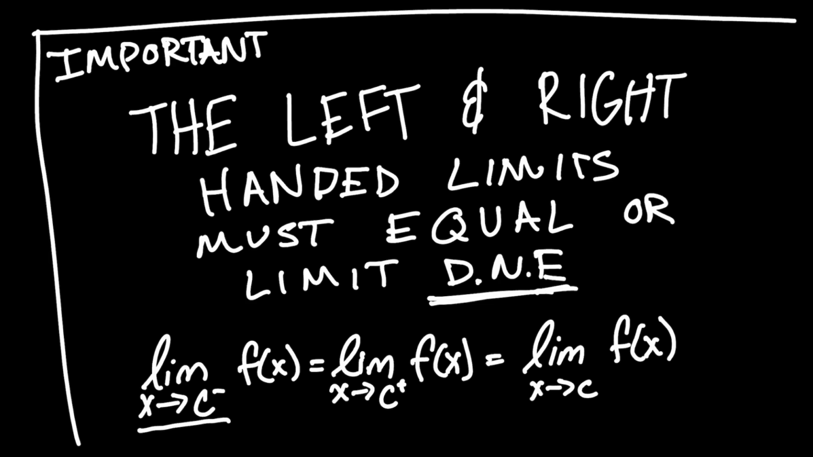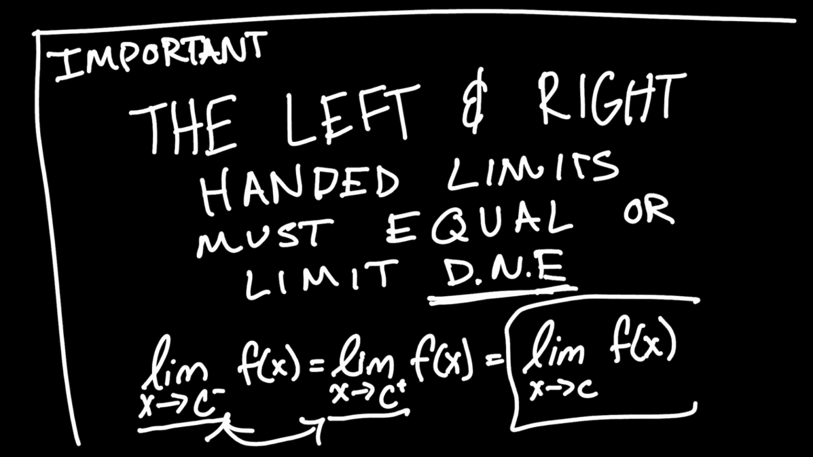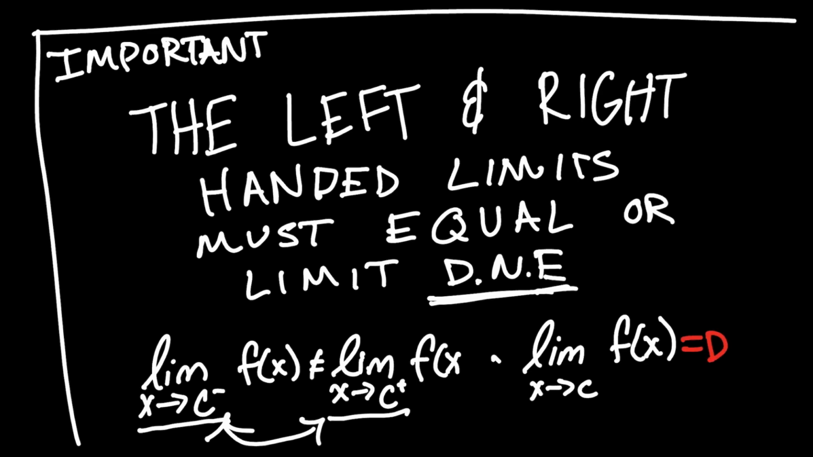So the left-hand sided limit and the right-hand sided limit must be equal to each other if we want the limit as x goes to c to exist. If these do not exist, then this does not exist.